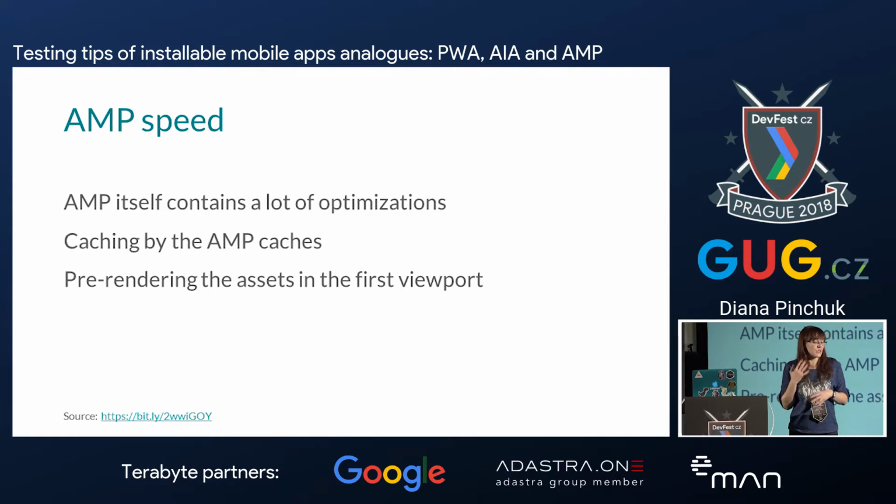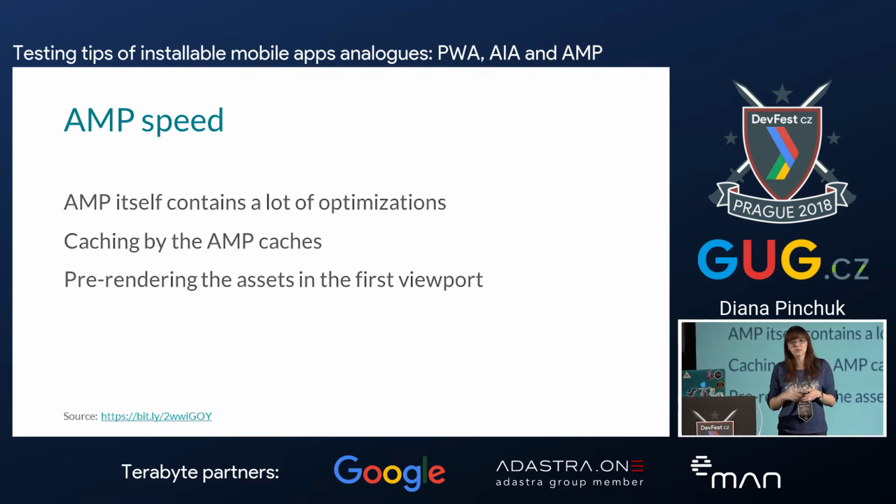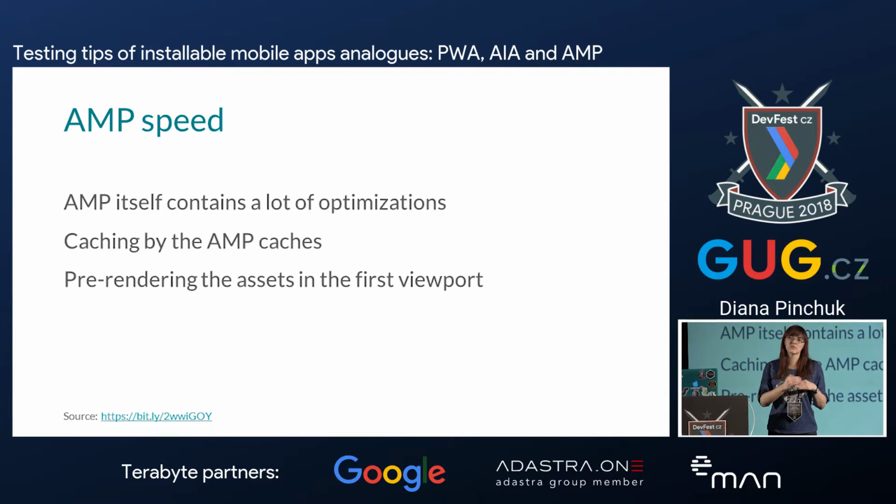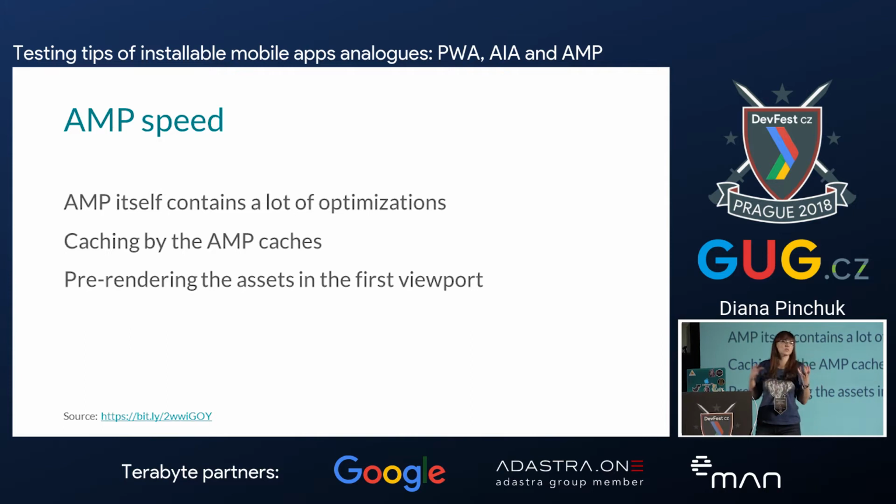AMP is very fast, not because of optimizations only, but because of cache. And the last sentence means that only the most important data is accessed first. So, for example, we have different text and different images. Images could be omitted, but the text needs to be cached first and could be shown to the user, so the user experience would be as smooth as possible.